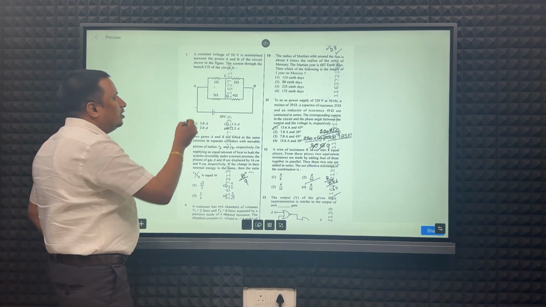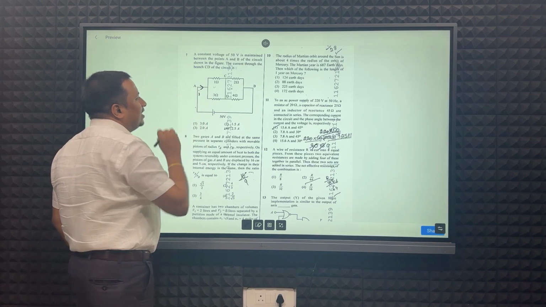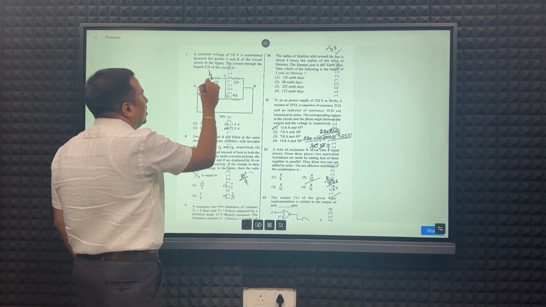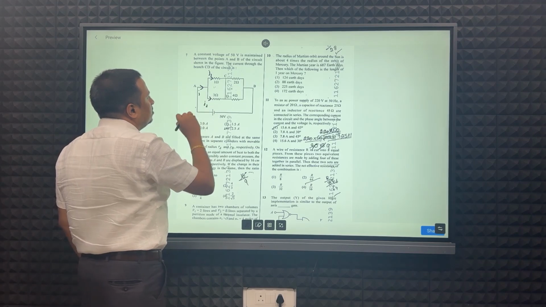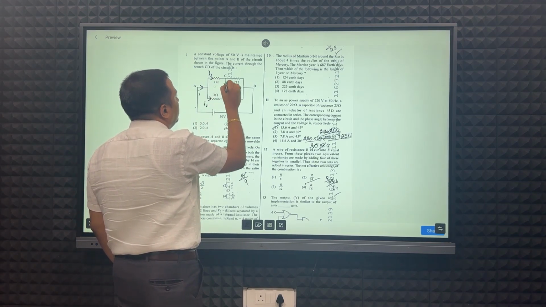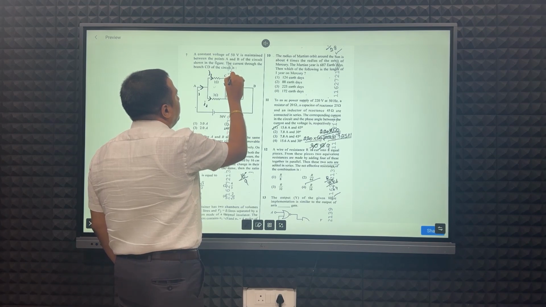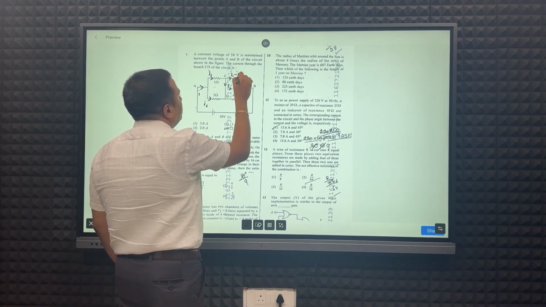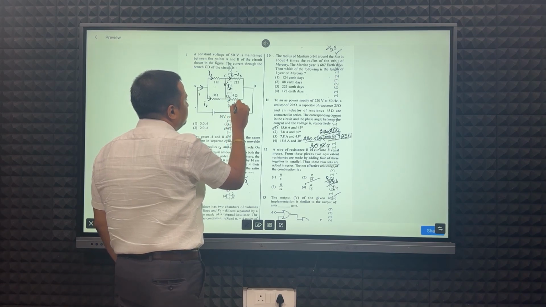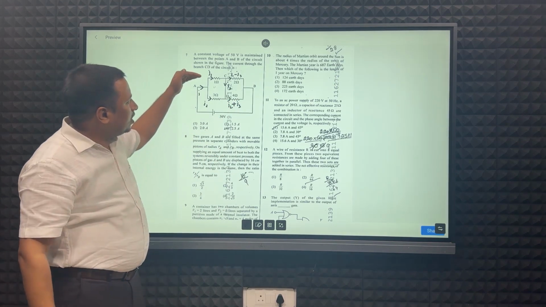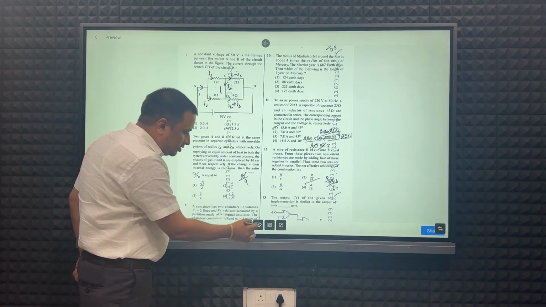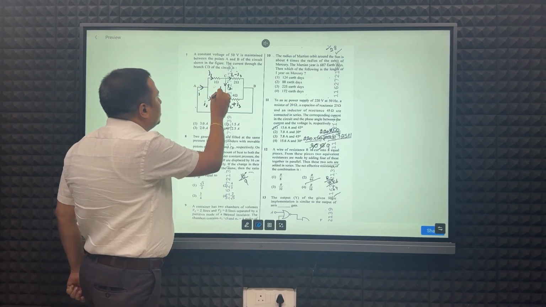What will be the current? Let's do this. I am assuming that total current coming in is I. How much current is coming? I. That is getting distributed into I1 and I2. And here I am saying that current going is I3. If the current going is I3, here it will become I1 minus I3. And here it will become I2 plus I3. Because here I1 is coming, I3 is dividing. So I1 minus I2.